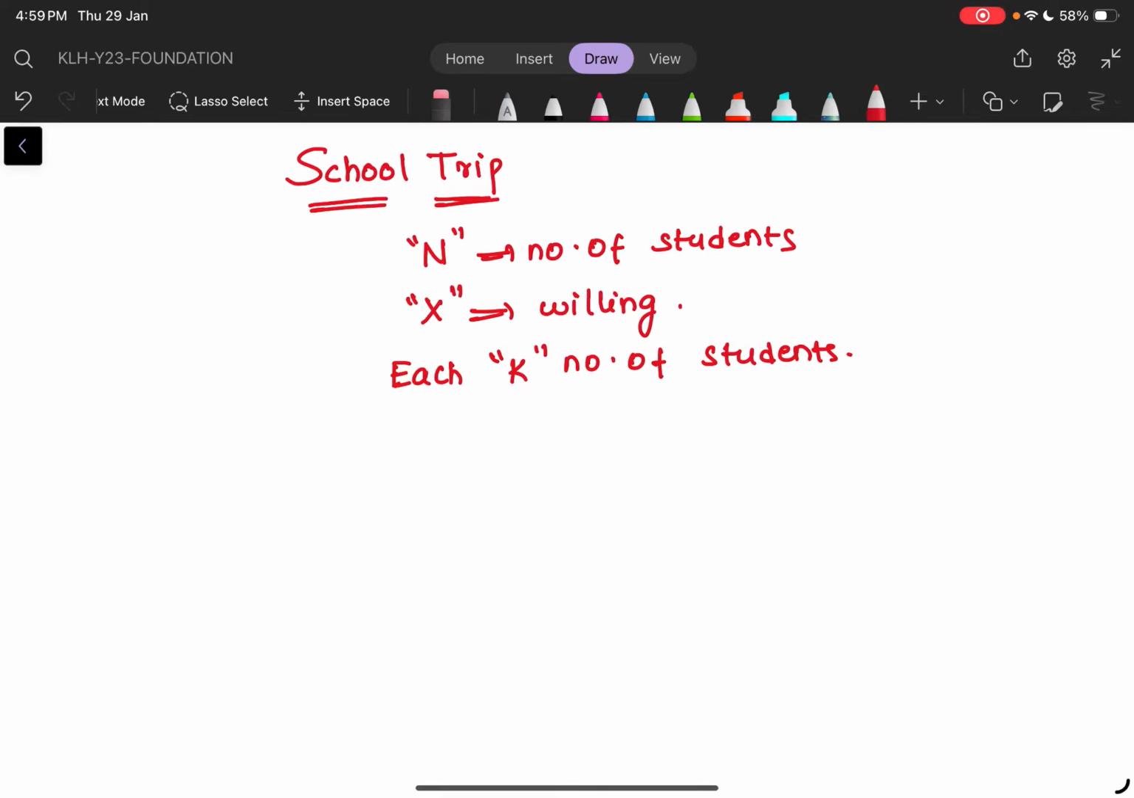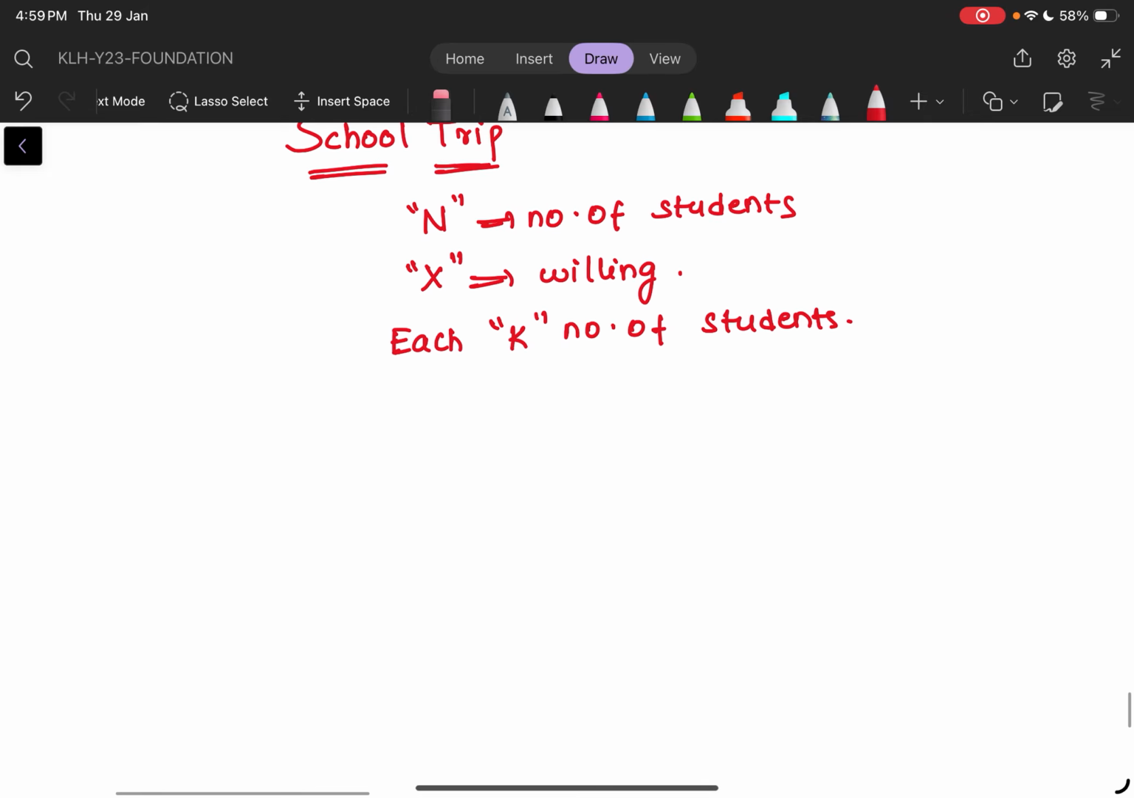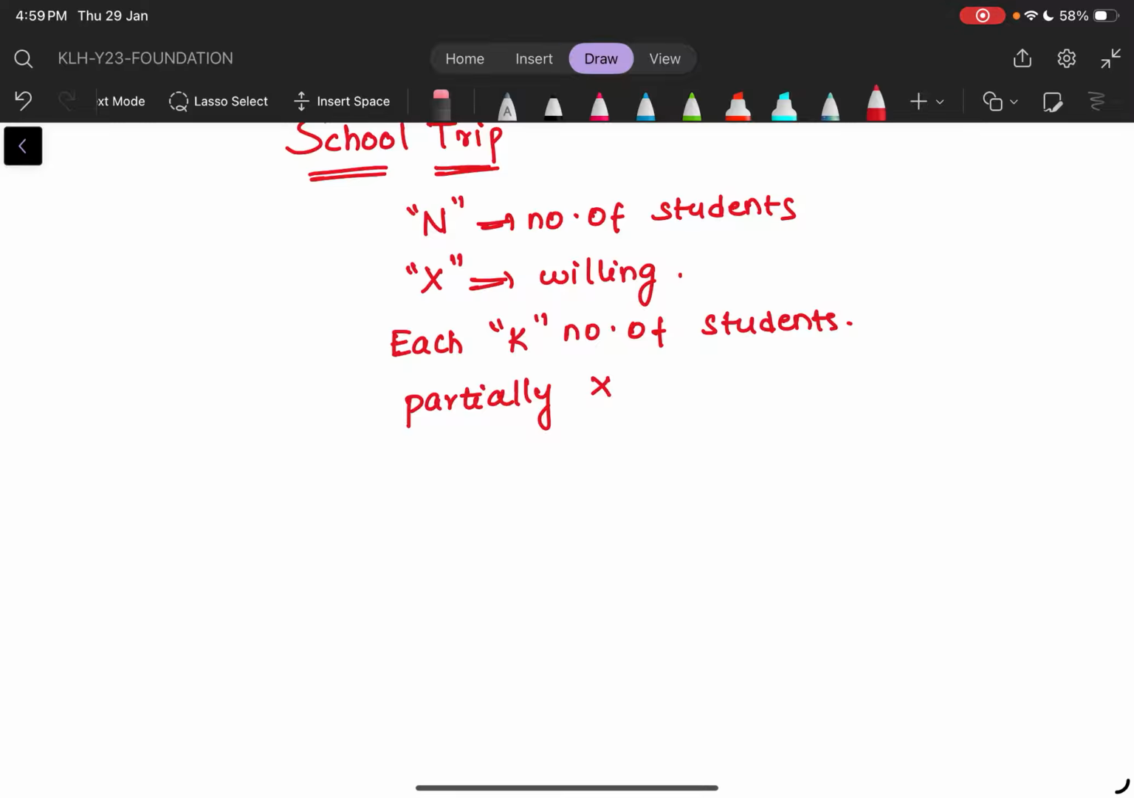Hello everyone, let us discuss the CodeChef problem School Trip. You are given n students present in the school and x students are willing to go to the school trip. Each bus can accommodate exactly k students and partially filled buses are not allowed to go to the school trip. Hence, the total number of students going to the school trip should be exactly divisible by k.